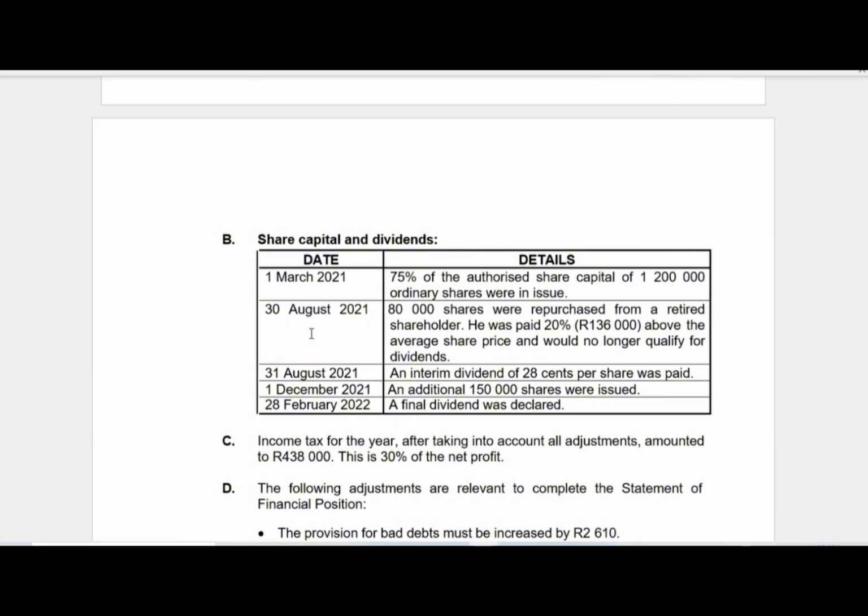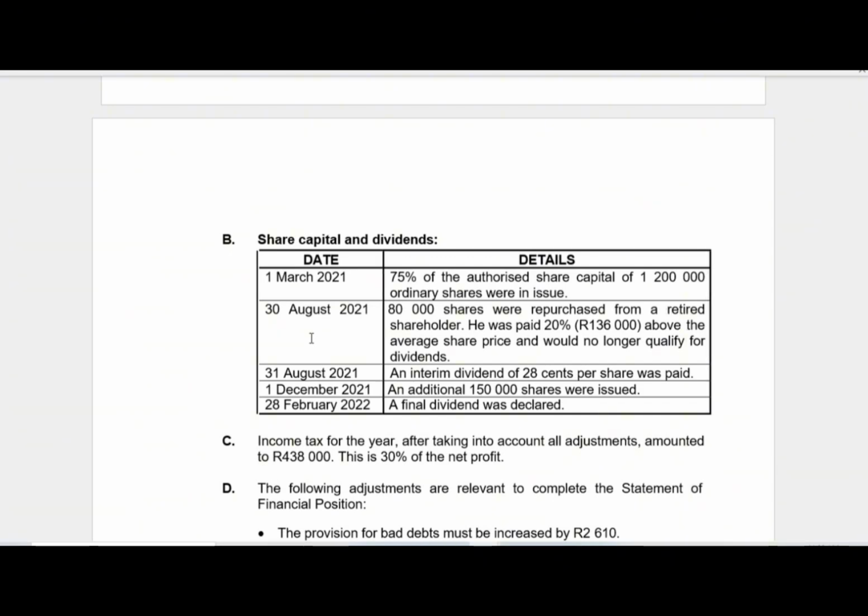All right, so look, they say on the 1st of March 2021, 75% of the authorized share capital of 1,200,000 ordinary shares were issued. So in the ordinary share capital, we need to record the shares that are issued.